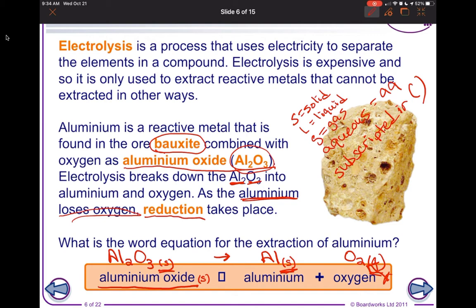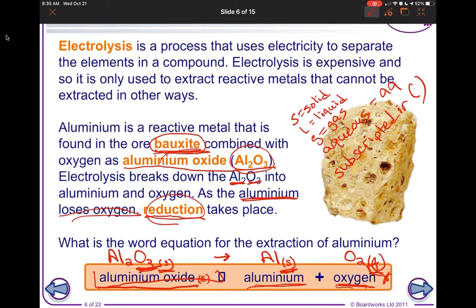Now, we haven't looked at balancing equations yet, but we are going to touch on that today. So let's run on through this. And again, we started with aluminum oxide. That's our bauxite. We broke it down or decomposed it into aluminum and oxygen. And since that aluminum here lost its oxygen, that is called reduction. When you lose oxygen, it's reduction. If you gain oxygen, it is oxidation.